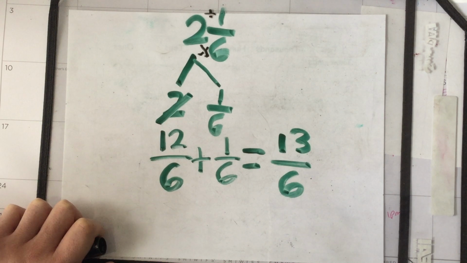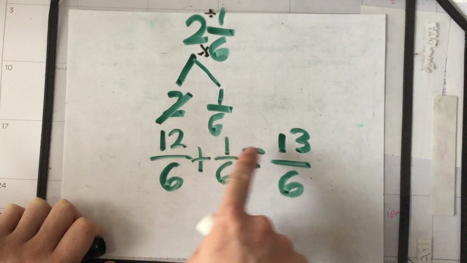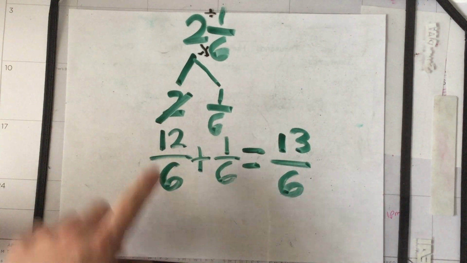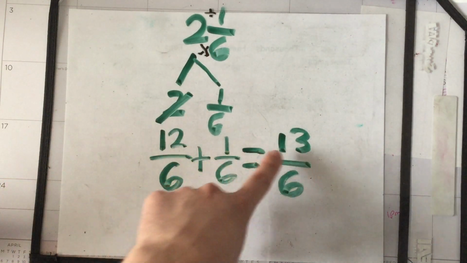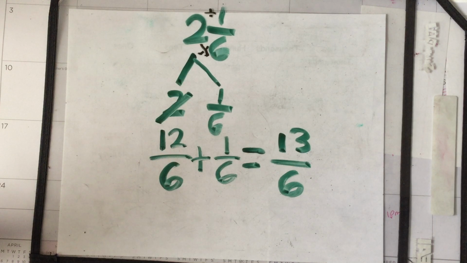6 times 2 is 12. 12 plus 1 is 13. That is the math that we just did to figure this out. I'm going to do another example question using the number bond right now.